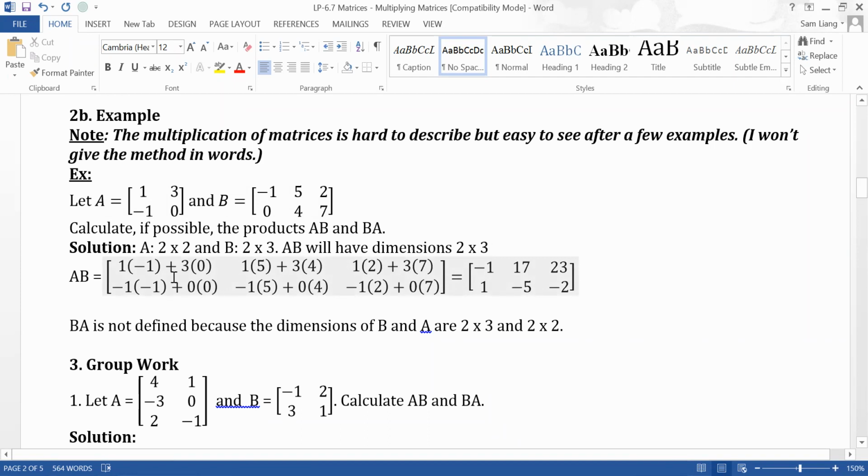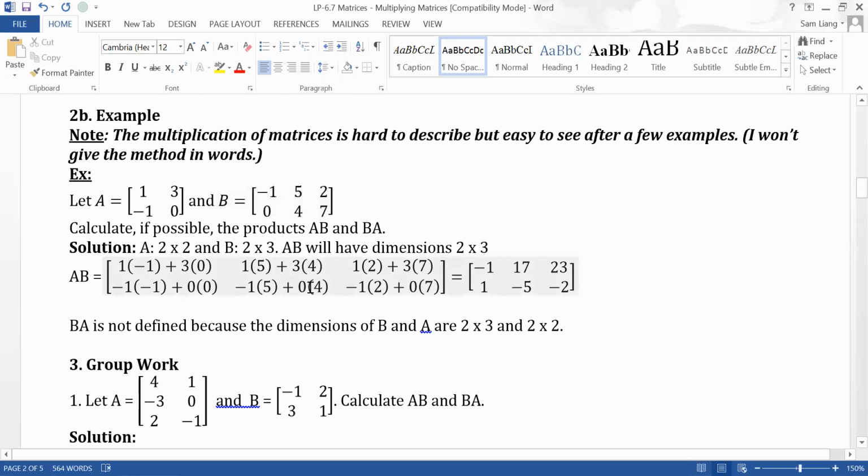For the second row of the product matrix, we're going to go to the second row of our left matrix. So it'll be negative 1, 0, dot product with negative 1, 0. So negative 1 times negative 1, which is here, plus 0 times 0, which is here. All right, now we're going to move right. We're still in the second row, so it'll be negative 1, 0 times 5, 4. So that'll be negative 1 times 5 plus 0 times 4.